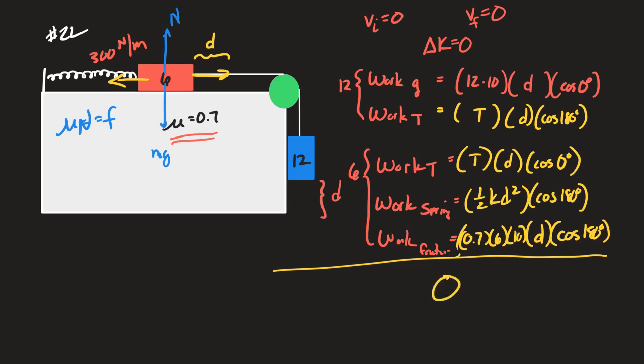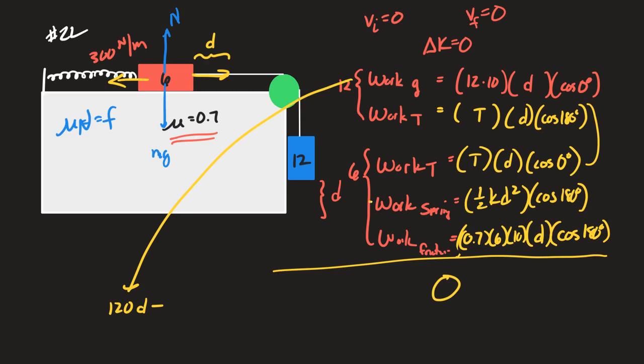Now, if you're really, really looking at this, please notice that these two cancel out. The work done by tension on one block is equal to the work done by tension on the other block. It's an internal force. Internal forces don't change the energy of a system. So they cancel out. So what I get is 12 times 10, or 120 D. That's this one.